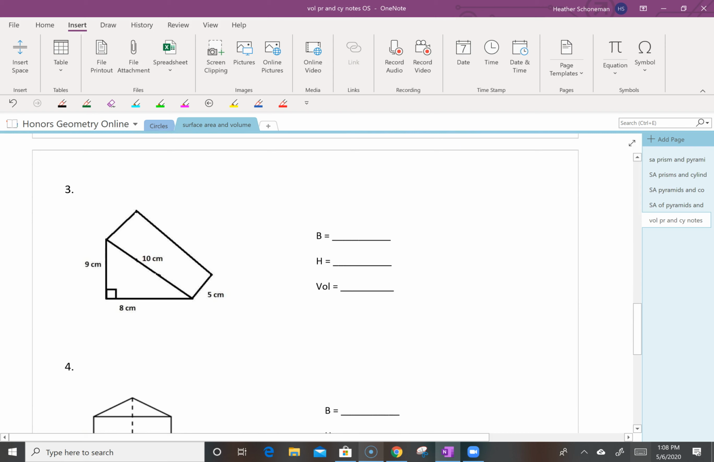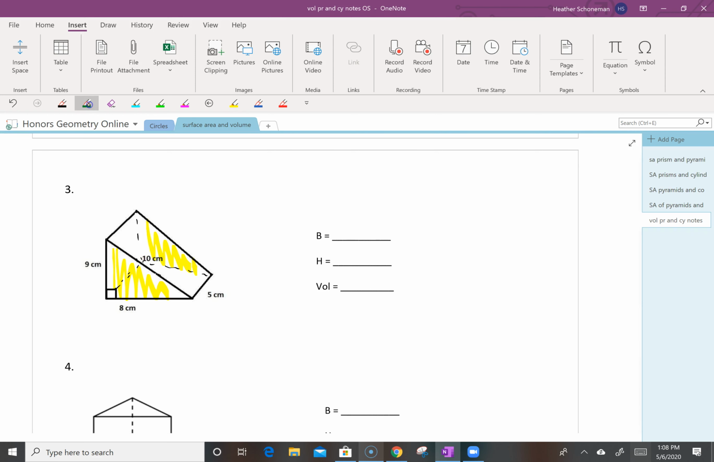Okay, number 3, again, we have a prism. Now, this picture isn't great because it doesn't draw in the other sides, which might confuse you. But the bases have to be the same shape and parallel to each other, which means the bases have to be the two front triangles.